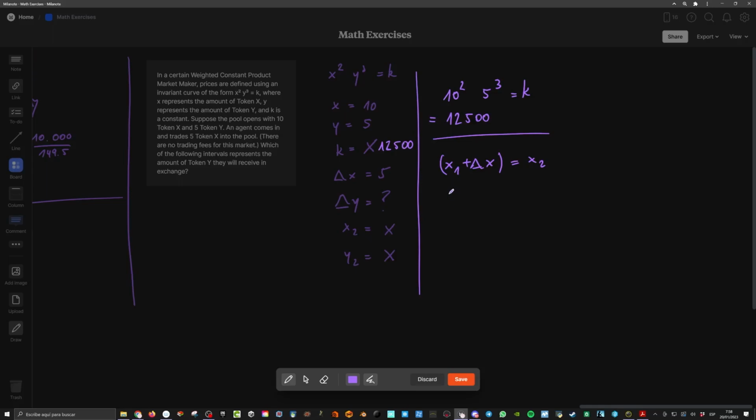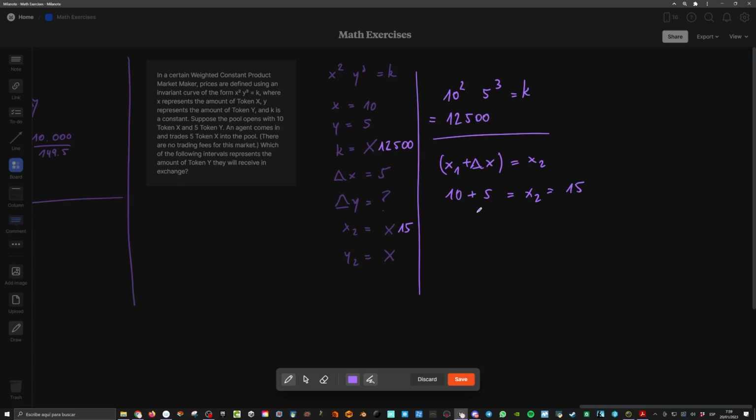We know that is 10 plus 5, so x2 equals 15. We can do the same for y, right? But the thing is, we still don't know y2, and neither do we know delta y.